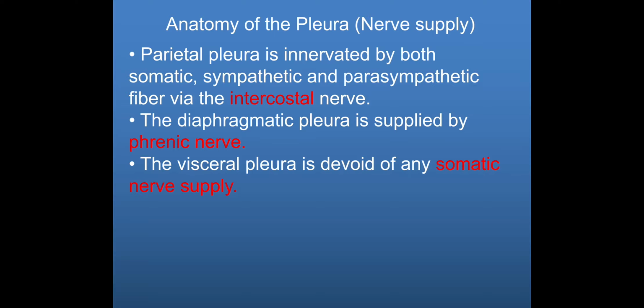The parietal pleura is innervated by somatic, sympathetic, and parasympathetic fibers via the intercostal nerves. The diaphragmatic pleura is supplied by the phrenic nerve. The visceral pleura is devoid of any somatic nerve supply.